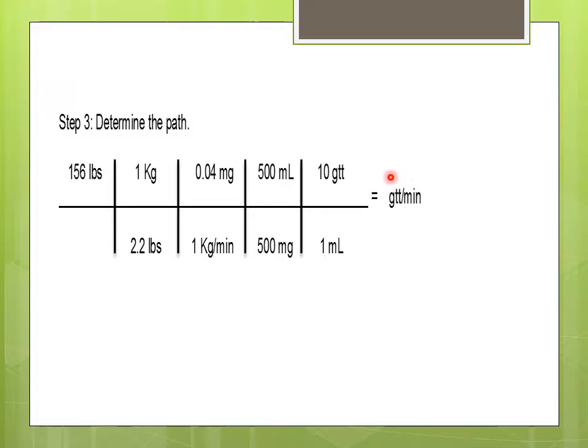And because it's a gravity infusion and we're looking for a drop per minute answer, we will need to have the tubing drop factor in this equation as well. We were told that the tubing drop factor was macro drop tubing, which we understand to mean 10 drops per milliliter.